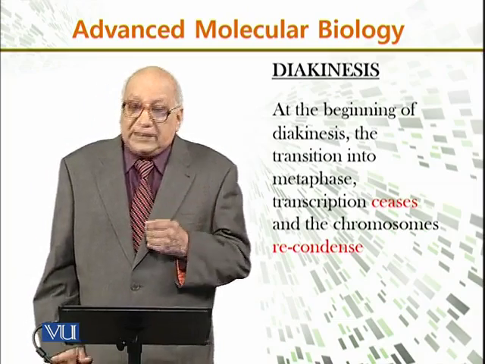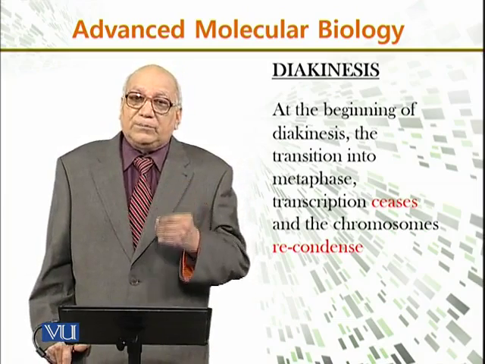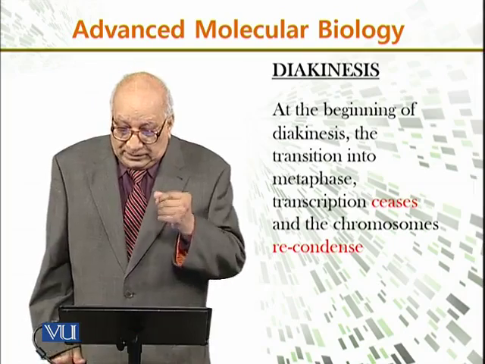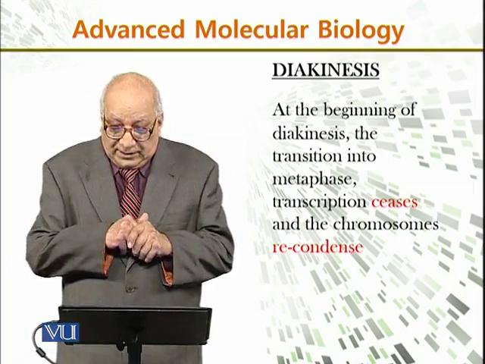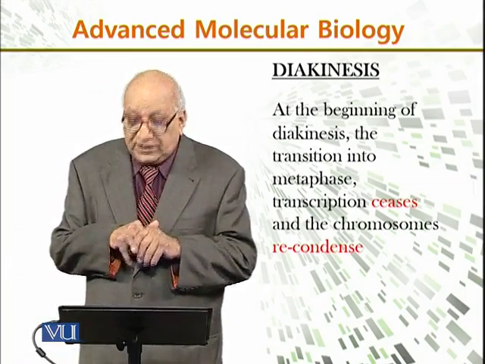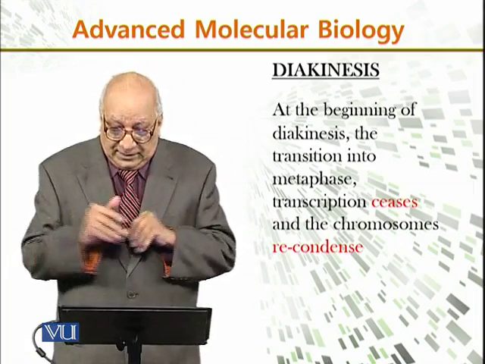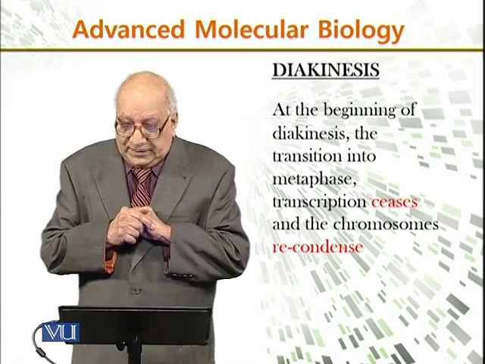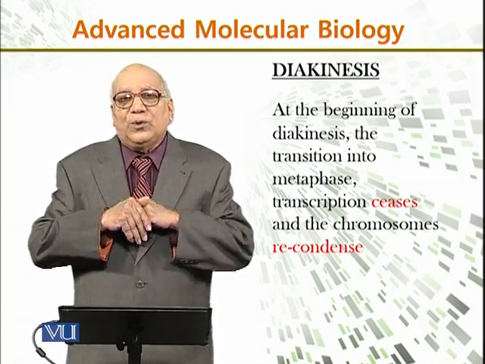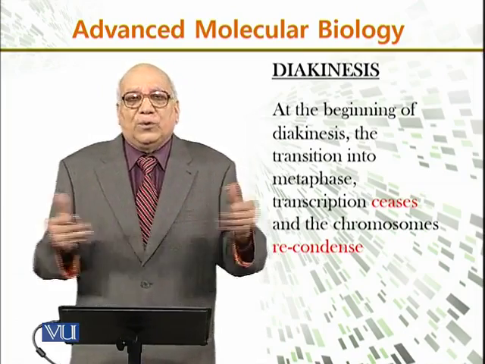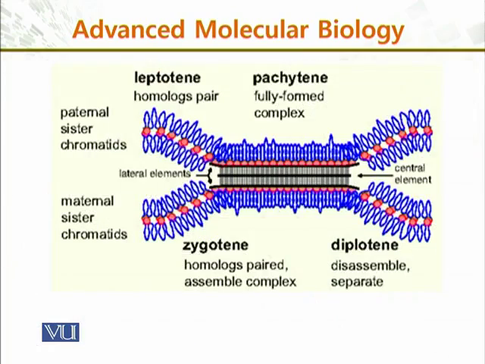That is at the beginning of diakinesis, this morphological stage, इस stage के ऊपर क्या होता है? The transition into metaphase, transcription ceases. ये बंद हो जाती है, and the chromosomes they recondense. जो chromosomes जो हैं जो crossover हुए हैं वो recondense हो जाते हैं.